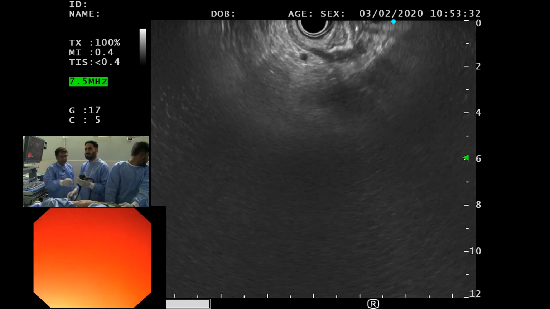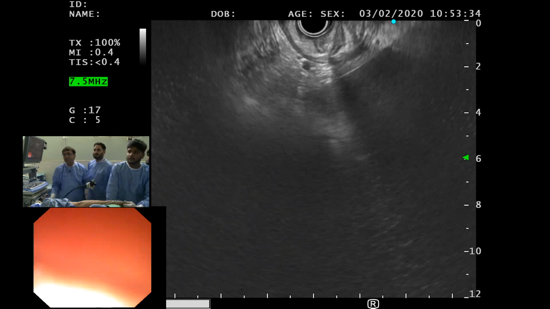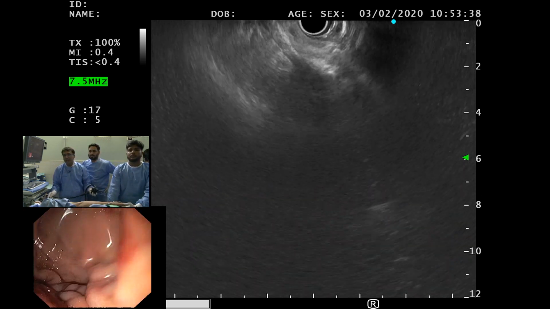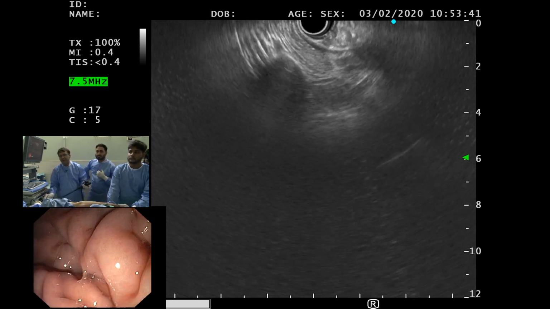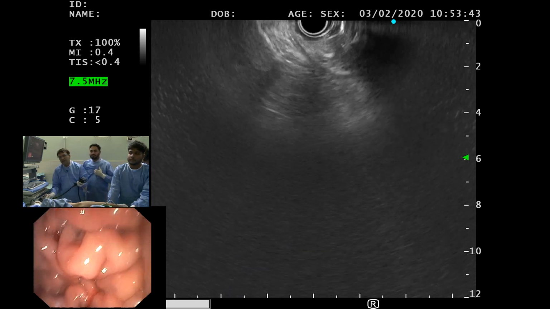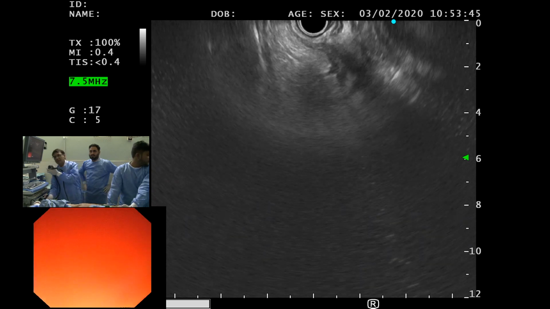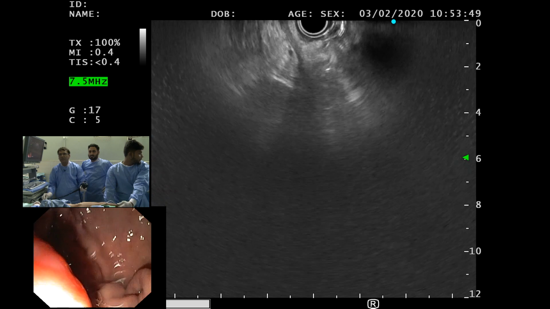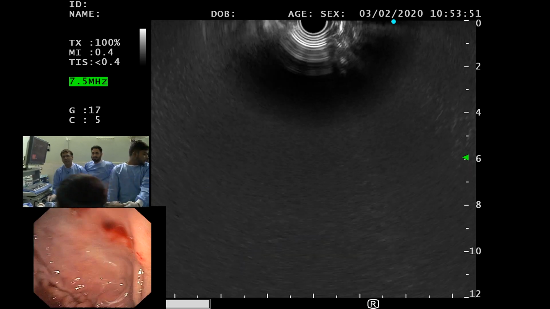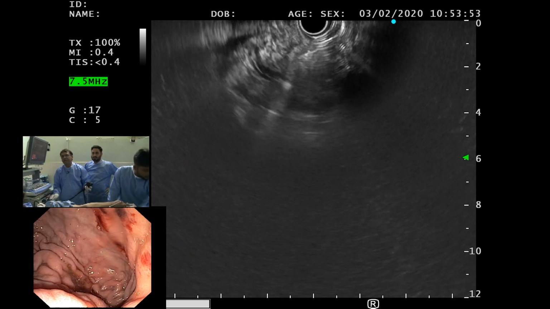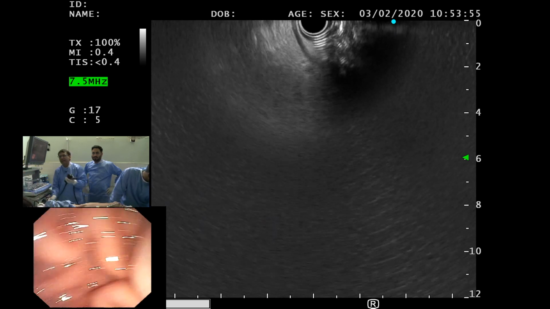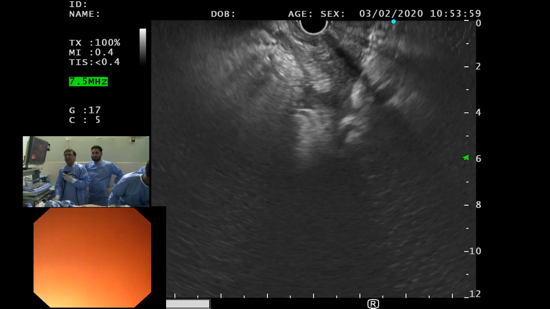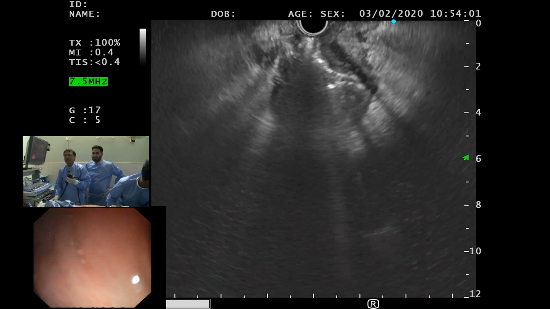I think we're still not gone beyond. Yeah. So here what's happening is, it's a huge hiatal hernia. I'm going to get through that first. So right here, this is the area where I need to be. And from here, I'll try to find the pancreas. You see all that inflammation there?